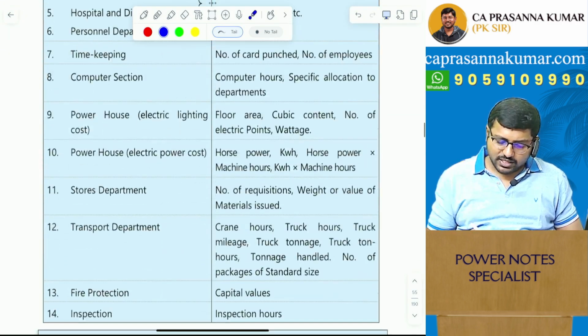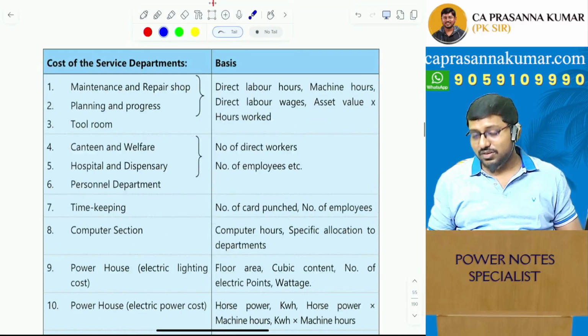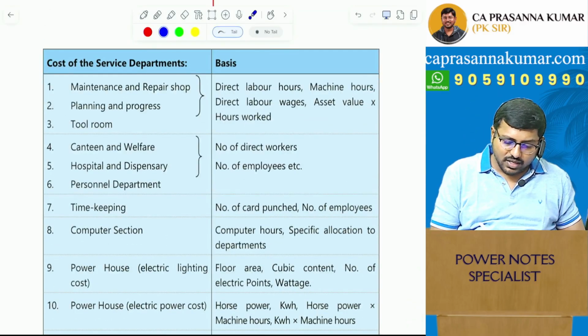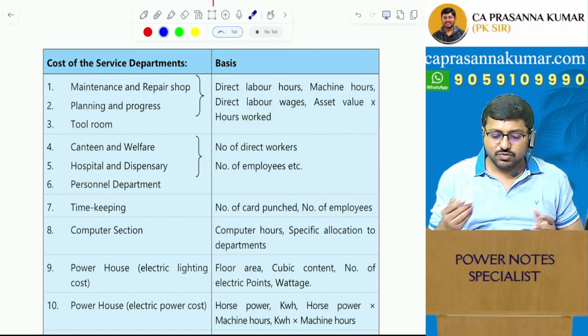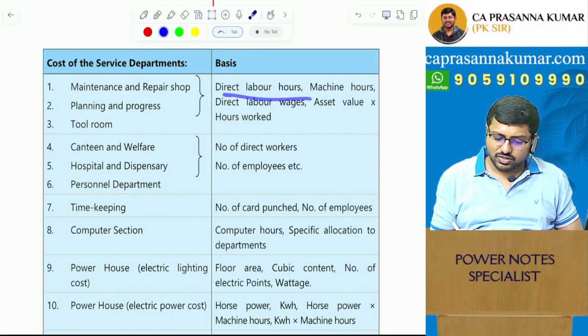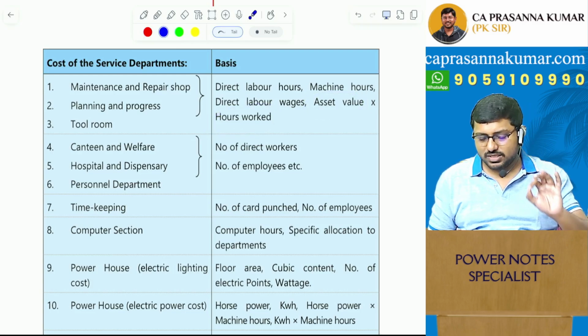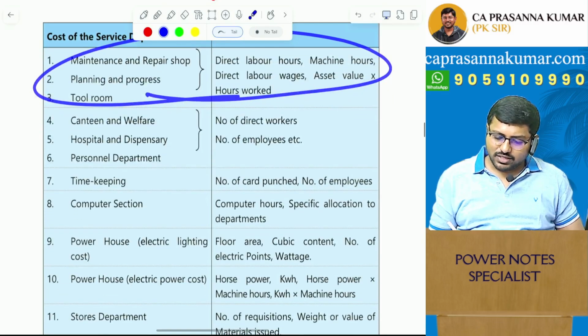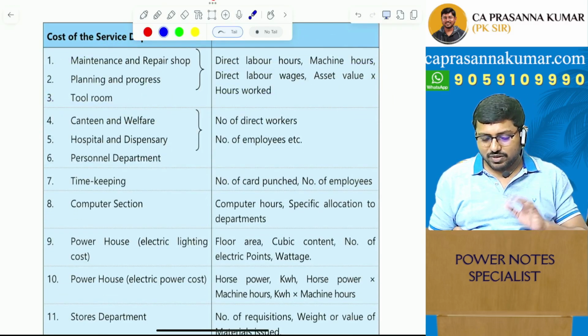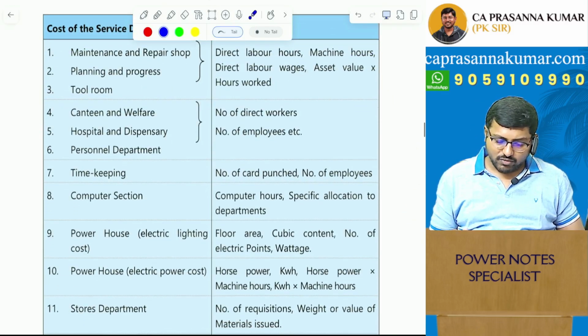Now I will not be explaining the logic behind all these things, because this is a revision session. We don't have time. Okay. Maintenance and repair shop, planning and progress, tool room, these are costs of the service departments. On what basis will this be apportioned? Labor hours, or it can be machine hours, or direct labor wages, or asset value into hours worked. It depends upon the problem. You have to remember this. Usually in the regular class, we try to understand the logic of each and every one. Right now, that is not the time. We don't have time. Moving on.